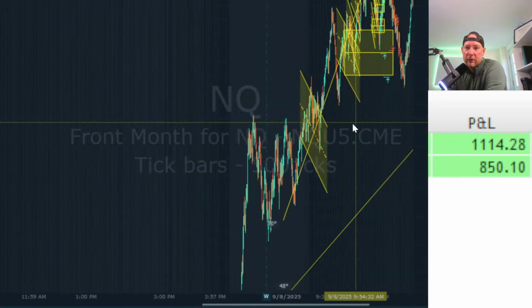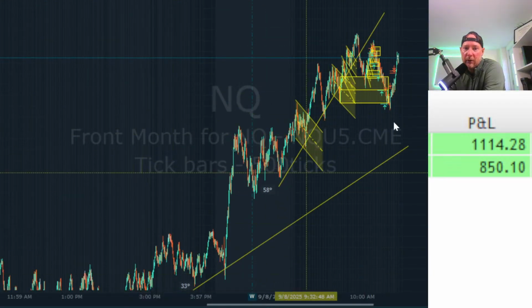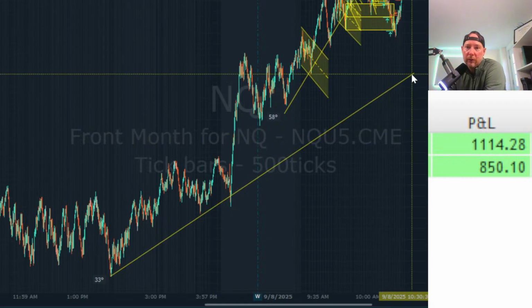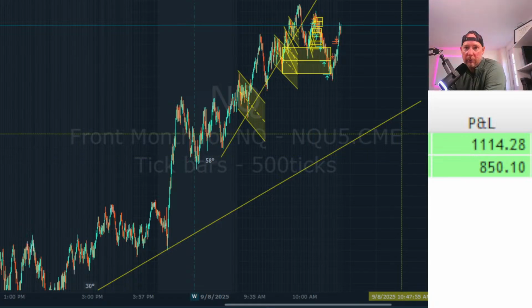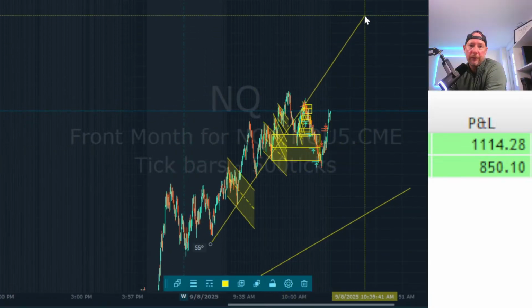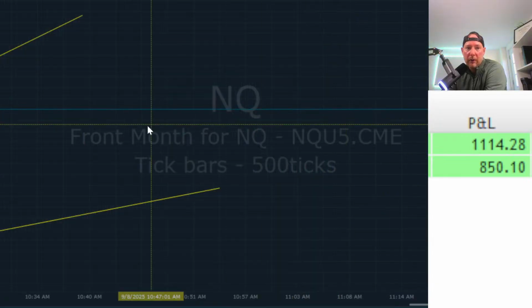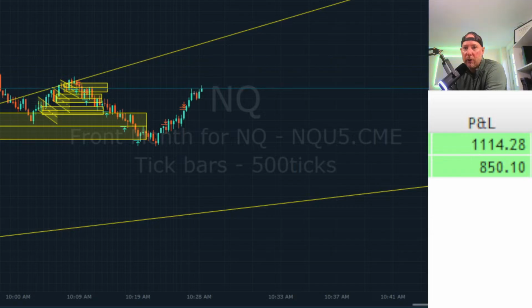Let's see. So this trend line was sort of broken. Now we have this other trend line here. Let's see what the market decides to do about this line. Maybe it's going to want to come back here. Maybe it's going to want to retest this line. Okay, all right. Looks like we're going strong here. I think we are pretty strong.